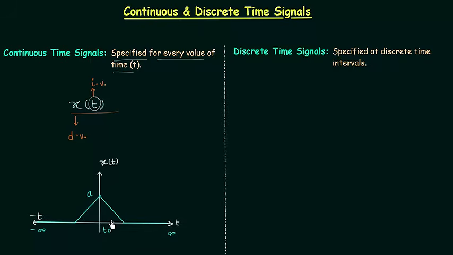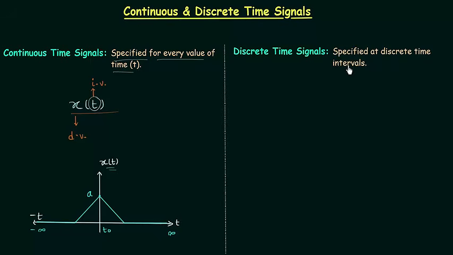We are calling it a continuous time signal because you can see this signal is defined or specified for every value of time t. You can find out this signal x(t) for every value of time t from minus infinity to plus infinity. Now we will discuss discrete time signals.